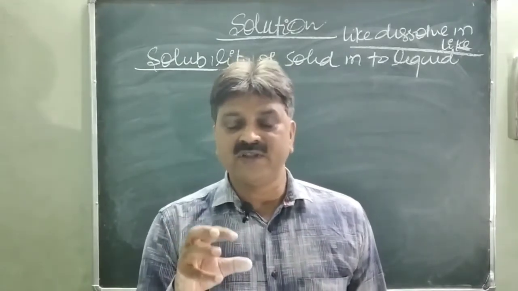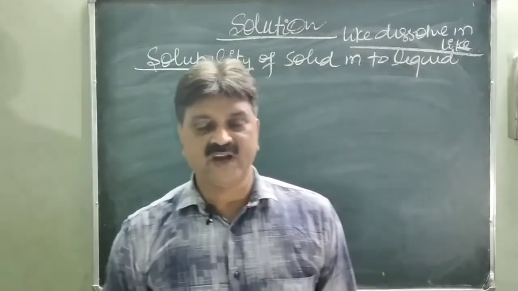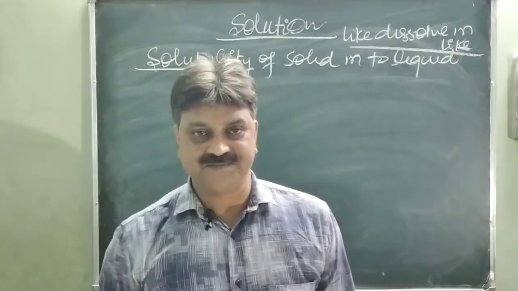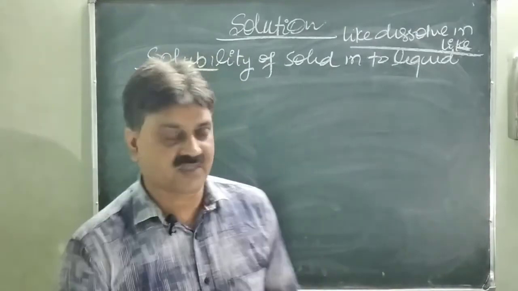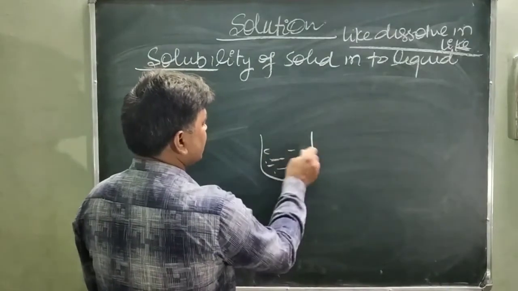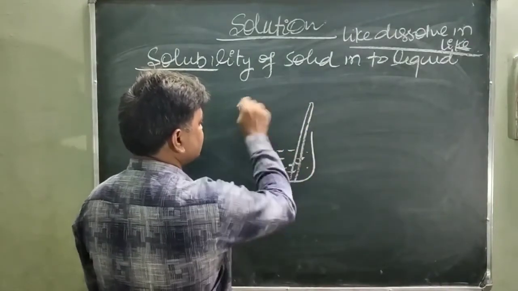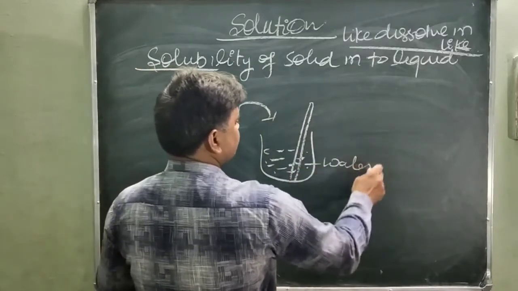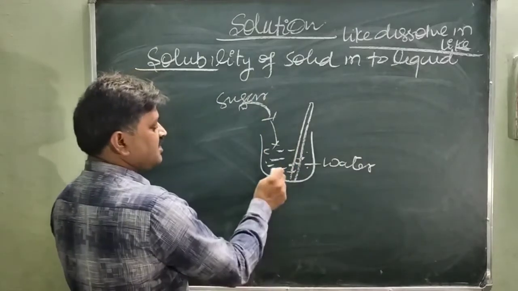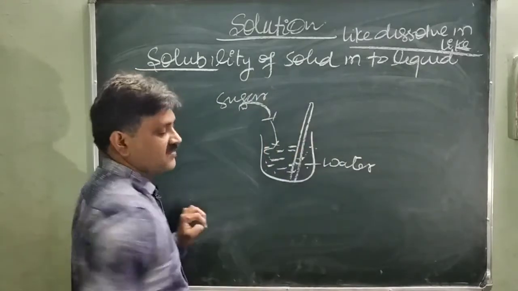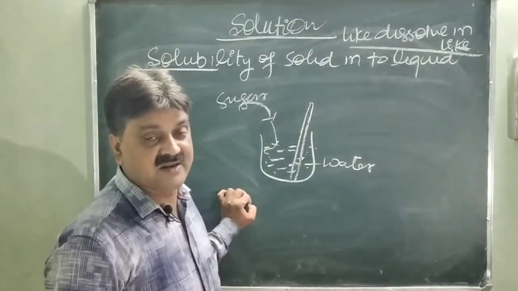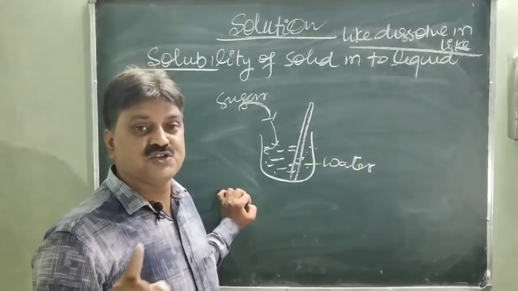When solutes are dissolved into the solvent, it becomes a solution. Initially the solubility increases. This is called dissolution. Just like here, this is the solvent, water, and you are adding sugar particles as a solute with the help of a glass rod. Initially it dissolves in the water, but at a point no more dissolution takes place in the solution. At that time this solution is known as a saturated solution.